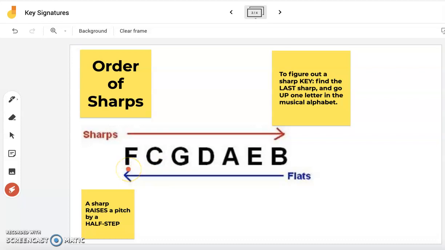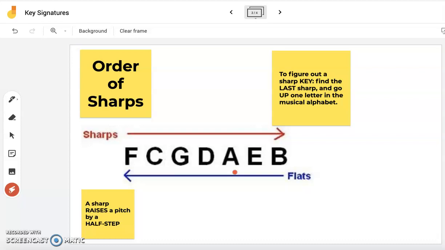The more sharps you have, the more likely you are to need to use a sharp for your key. If I have 4 sharps, for example, and the last sharp is a D sharp, 1 letter up from D is an E. And that is how you are going to figure out the key when you have sharps in your key signature.